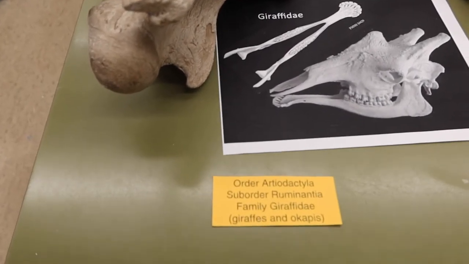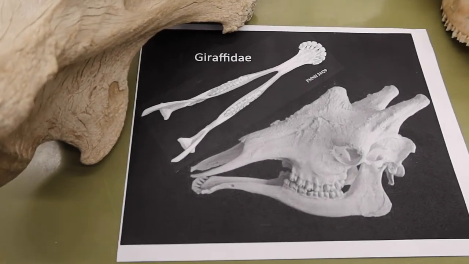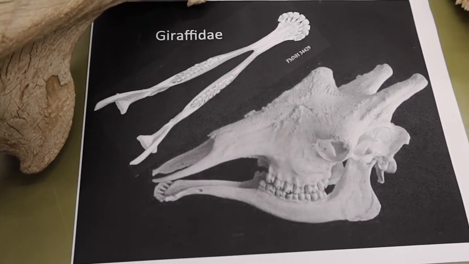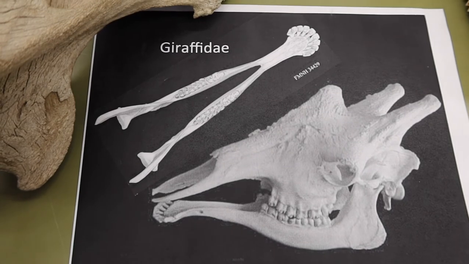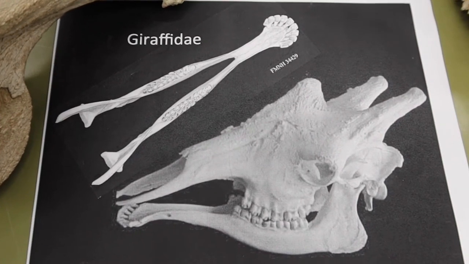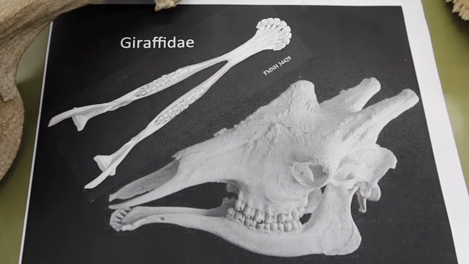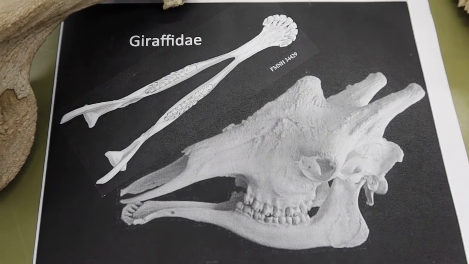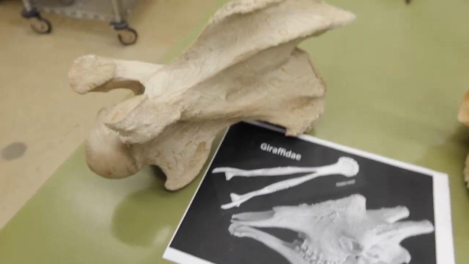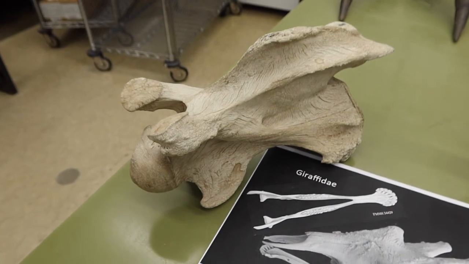So just have a picture of a giraffe skull here. Unfortunately, we don't have one in the lab. You can see those ossicones on their skull, those kind of antler-looking things. And then this is a giraffe vertebrae.